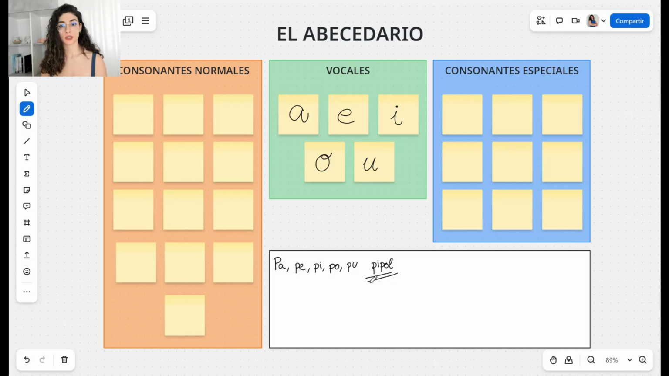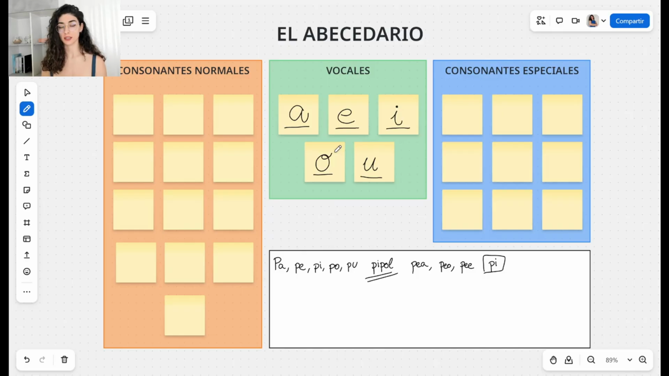There are no combinations of vowels to make the same sound as in English. For example, in English you can make the P sound like this, also like this, like in people, also like this. In Spanish, the whole time is going to be this, P. No other option. So I repeat, those are A, E, I, O, U.